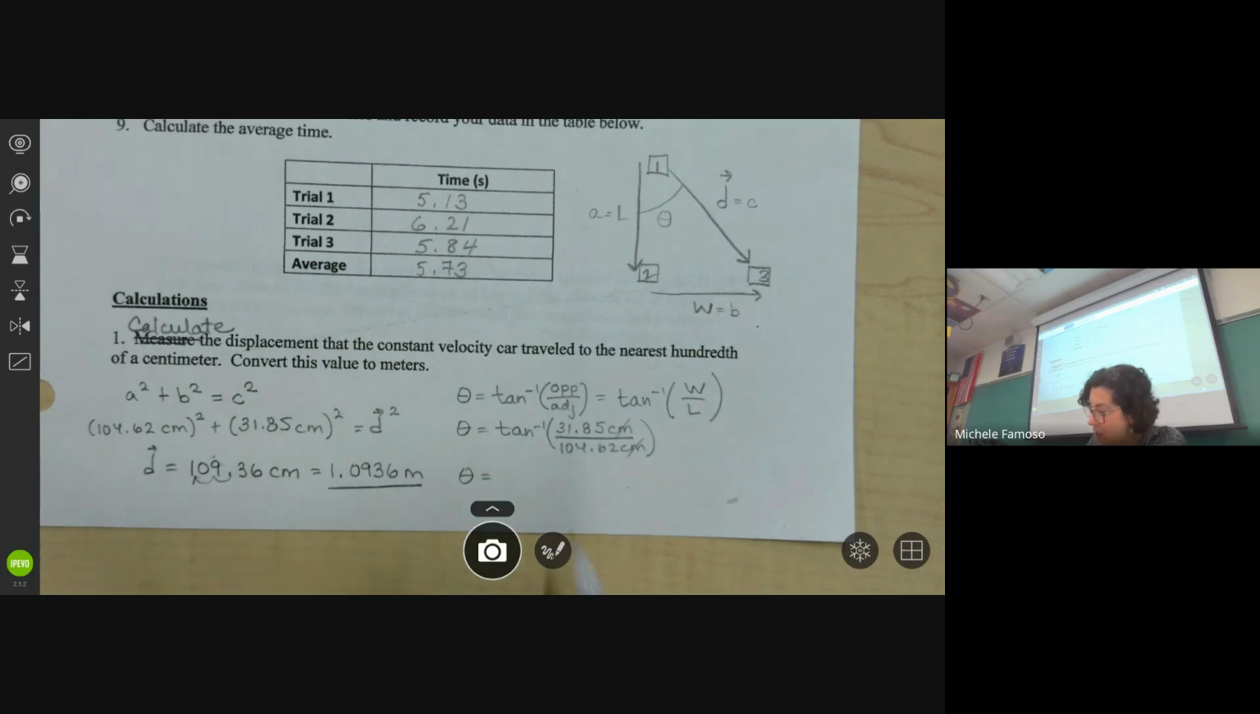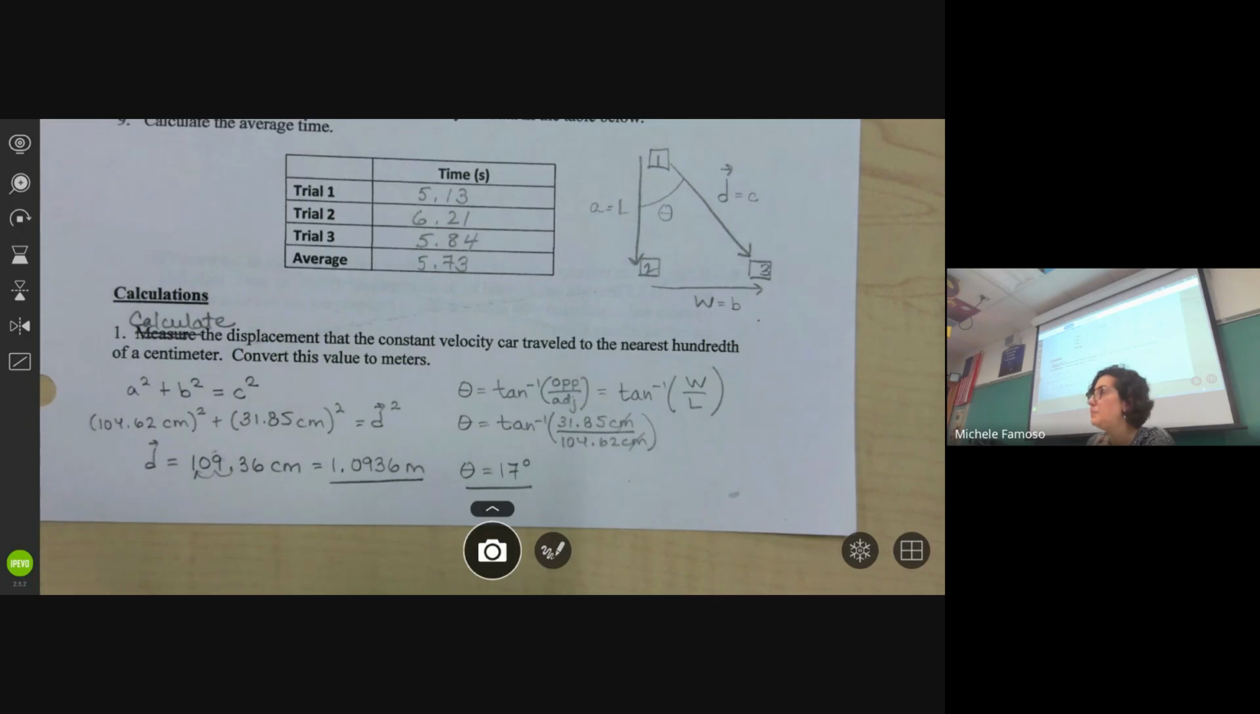You and your partner should agree on what that angle is. Go to the nearest degree. Everybody in the group should be doing it with their calculator to make sure you know how to do this for tomorrow's test, because you will have to do this on tomorrow's test. I just made up numbers, so my answer may be completely different than yours, right?